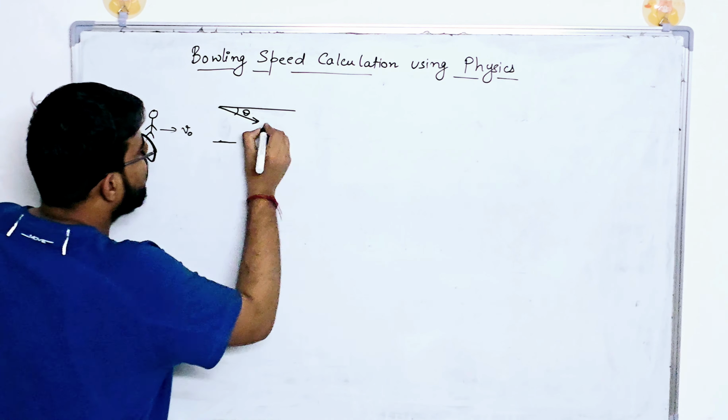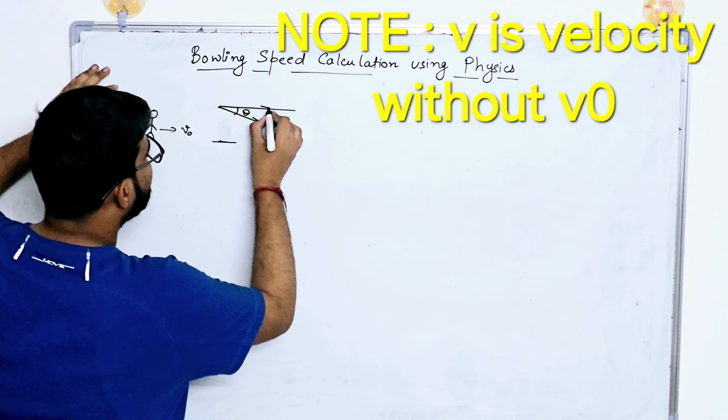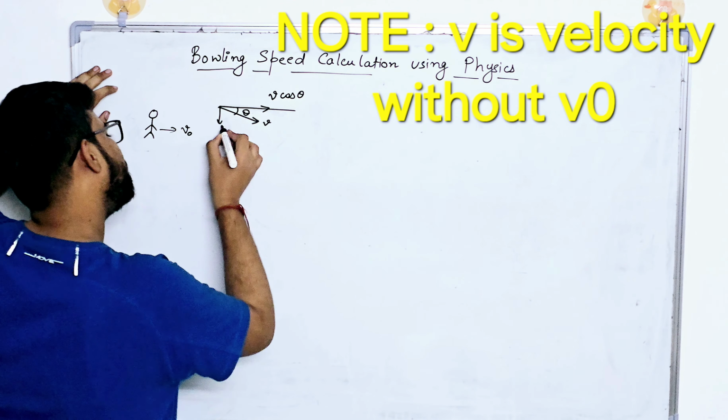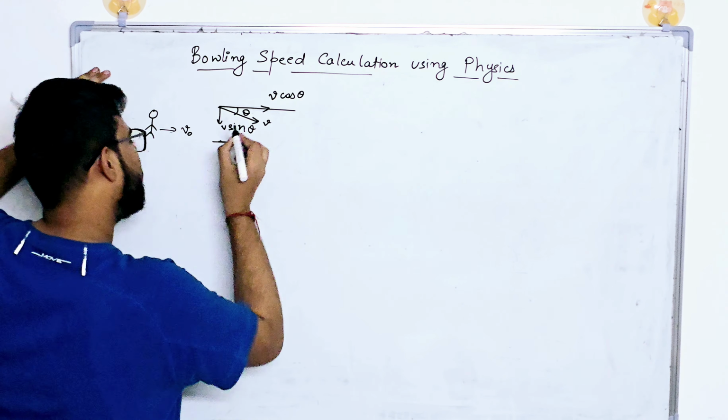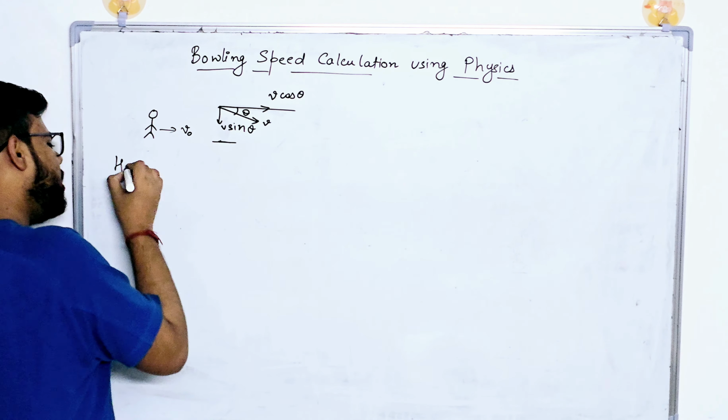Now notice that suppose after throwing it, it had got a velocity. Suppose this is v naught. It got a velocity v, right? So what is this velocity? This will be equal to v cos theta, right? And this will be v sin theta, correct? Okay, fine.